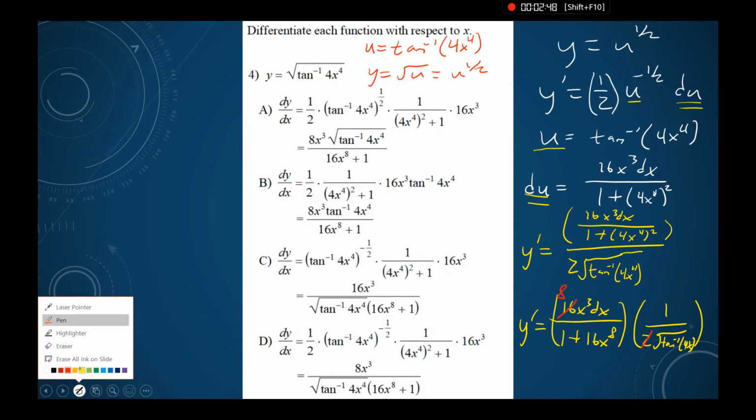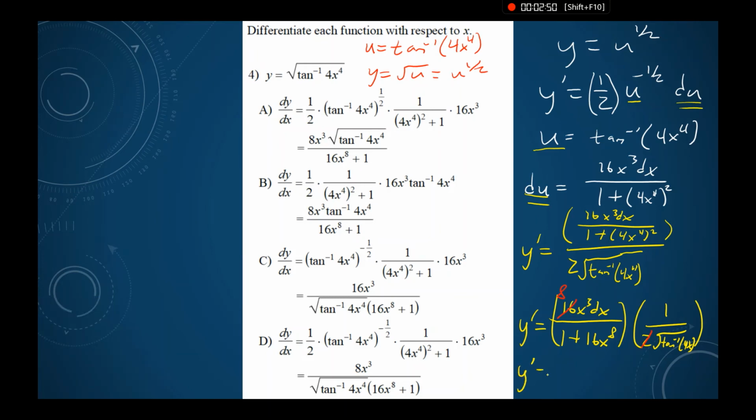So that gives us y prime is equal to 8x cubed dx on top, over 1 plus 16x to the 8th power, all times the square root of arctangent 4x to the 4th power. Okay, and then we just need to match.